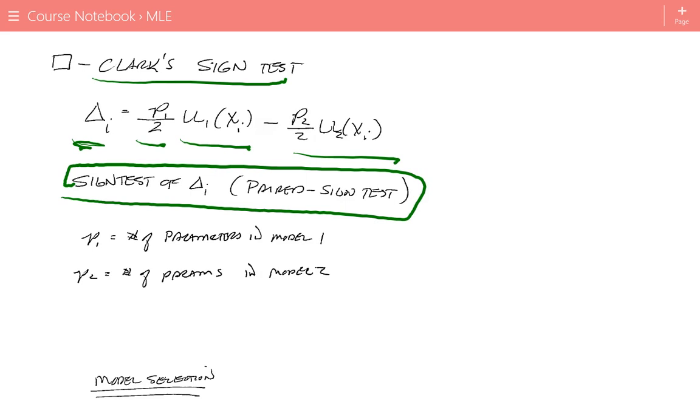If I am to randomly sample an observation, I would expect that they would just by random chance, 50-50 chance, one would be better than the other, right? And so this will be based on the concept that the differences being positive or negative has a 50-50 chance. And that's how it's going to create the test. So it is essentially a sign test, a paired sign test more specifically, of these differences.